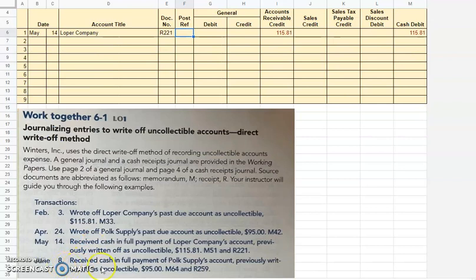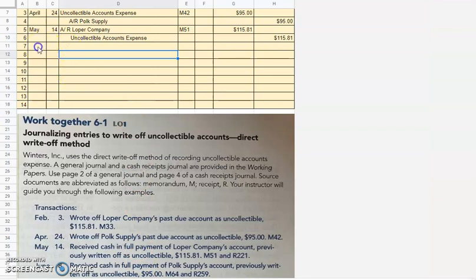Now we've got to do June the 8th. Same sort of deal. We'll go back to our general journal and reopen Polk Supply, because they paid in full even though we'd written them off. So uncollectible accounts expense will be our credit. We're just reversing this entry from April the 24th, right? So we have a new memorandum number, 64, and then the amount is $95.